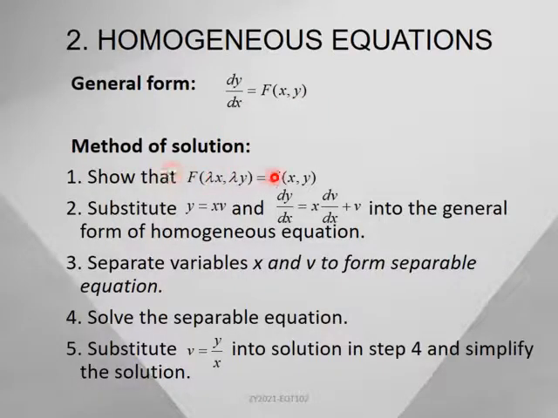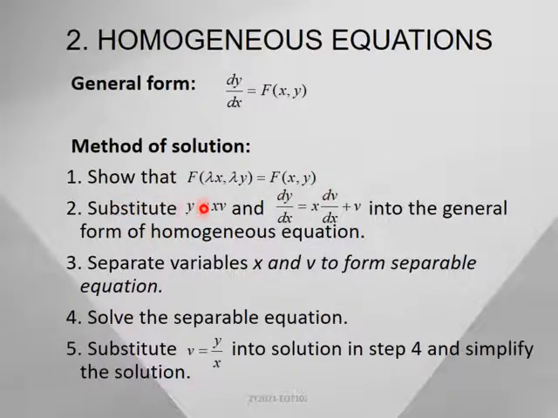First, you need to show that it's homogeneous. How do we show that the differential equation here is homogeneous? Here we have f(x, y), meaning the function is in variables x and y only, and then we need to substitute x with lambda x, and y with lambda y. Then we simplify it, and in the end we will get the original equation. That's when we say that it's homogeneous.